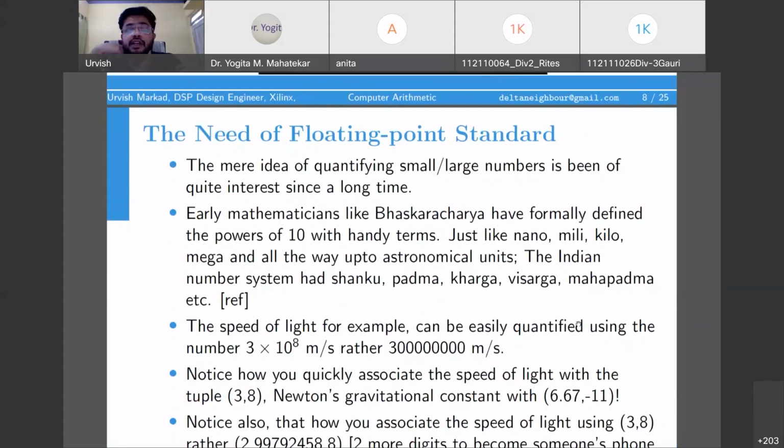So early mathematicians like Bhaskaracharya, and even Bhaskaracharya the second, tried to give a very handy representation, which we now call scientific notation. They tried to round the mantissa and give the powers of 10. Early mathematicians called these Shanku, Padma, Kharga, Visarga, and Mahapadma. These are nothing but the powers of 10, just like what we have today: nano, milli, kilo, mega, all the way up to the astronomical units.